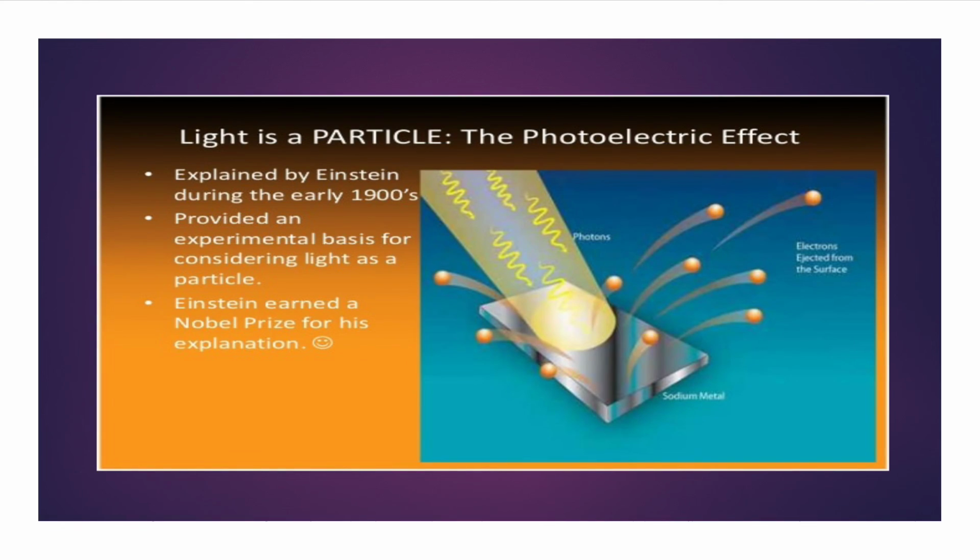Light as a particle is given by the photoelectric effect. It was explained by Einstein in the 1900s and provided an experimental basis for considering light as a particle. Einstein earned a Nobel Prize for his explanation.